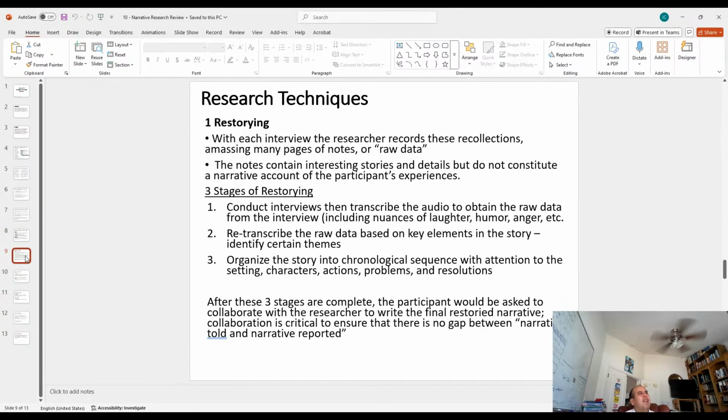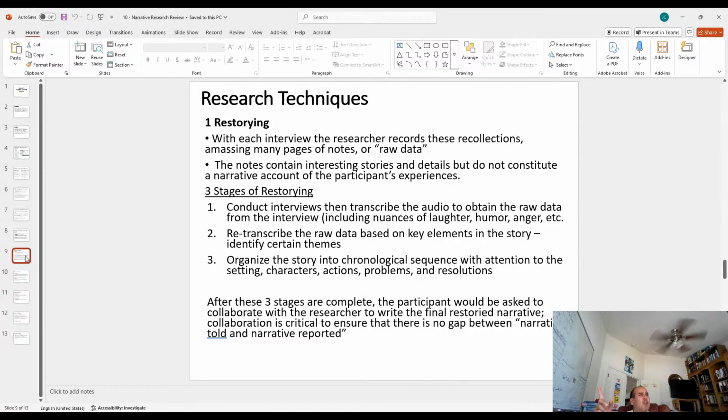Restoring is one of the techniques in narrative, right? With each interview, the researcher records the recollections. They amass many pages of raw data. That's the transcription. Transcription is called raw data, okay? The notes contain interesting stories and details, but they don't constitute a narrative of the participants' experiences. You still have to maybe move things around. Maybe participants don't talk in a linear manner. Maybe they jump around. It's your job to take those stories and put them in a chronological or linear order, so that readers are able to more clearly understand that story.